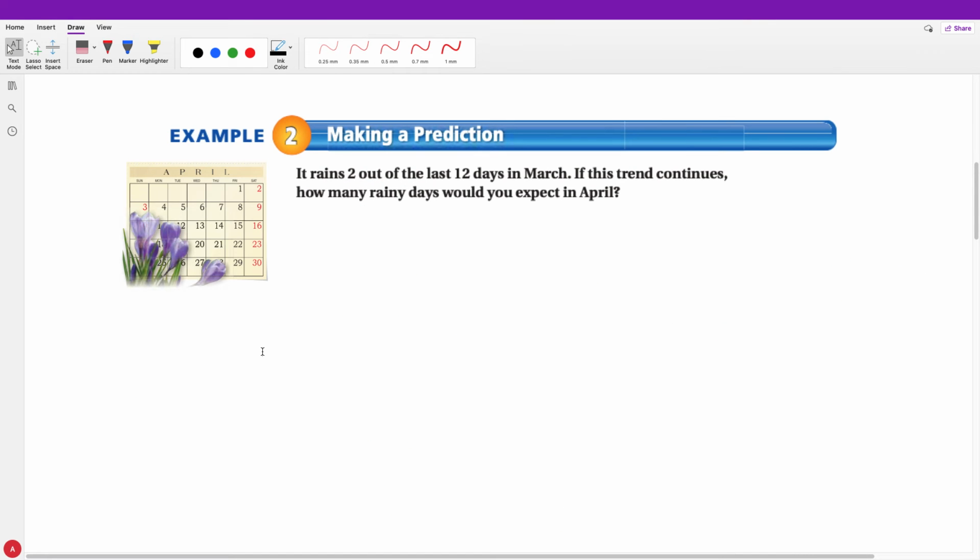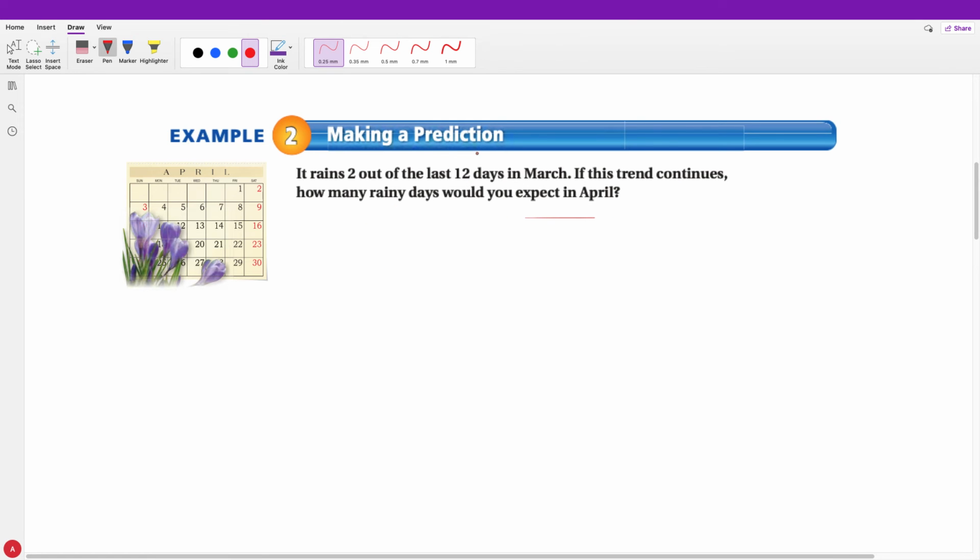All right, so a lot of times when we do statistics and these events and probability, we're doing it because we want to make a prediction about what will or could happen in the future. Now, obviously, when we talk about probability, unless it is a 0 or a 1, or 0% or 100% chance, just because the odds say it should happen doesn't mean it will. But we can use this to make predictions. So it says it rained 2 out of the last 12 days in March. If this trend continues, how many rainy days would you expect in April?